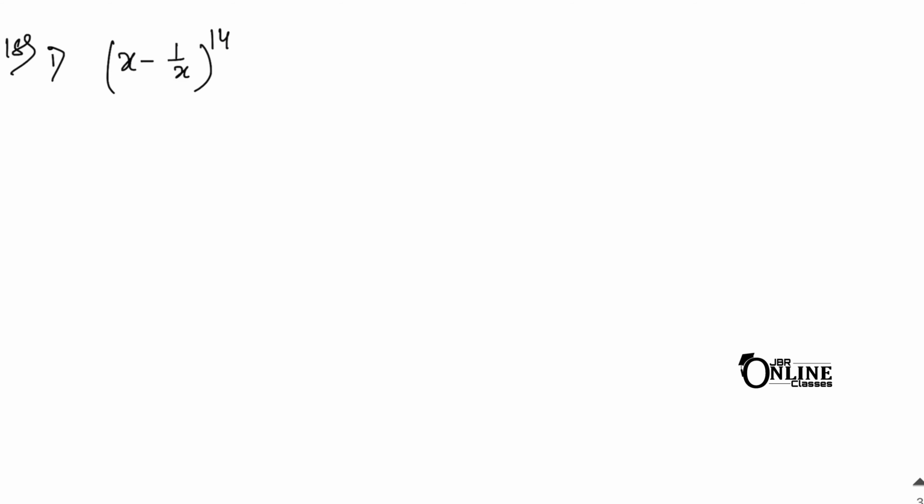Now next, sum number 18. Find the term independent of x in the expansion of this one. So what is the meaning of independent of x? In case of independent of x, that means here x to the power 0. You have to find out the coefficient with x to the power 0, because x to the power 0 means 1. That means this term will be independent of x.